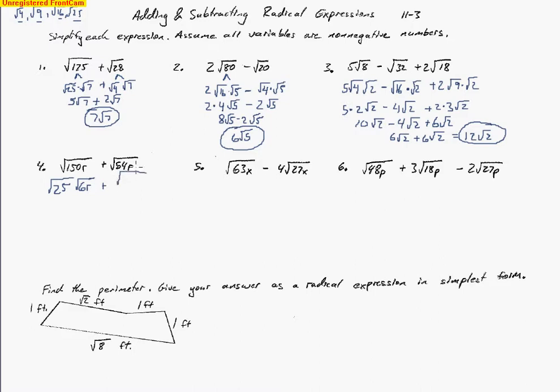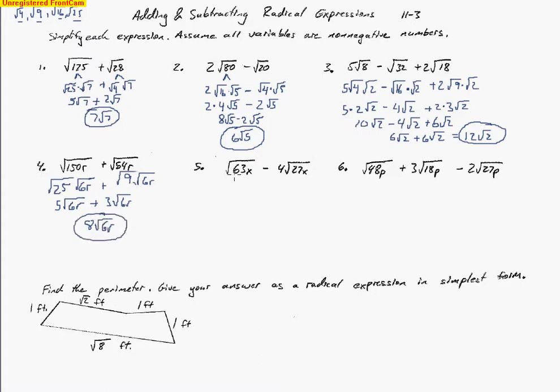Over here I see 54 can have a factor of 9, so we'll take out that 9. And then I also have 6r left over when I divide that 54 by 9. So I take those square roots. I got 5 square roots of 6r plus 3 square roots of 6r, and that makes a total of 8 square roots of 6r. That is our answer.